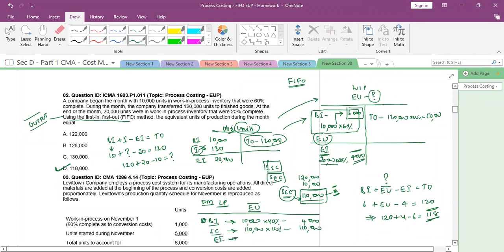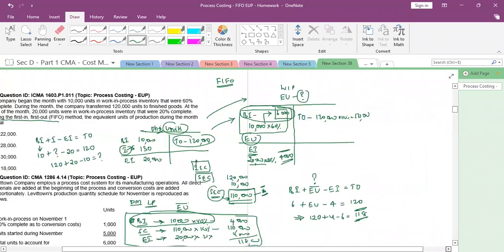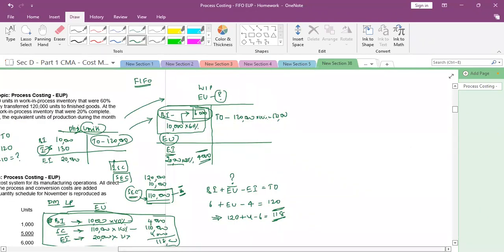Then closing inventory or ending inventory, what work is completed during the current year? The work completed during the current year is 20%. 1,000 into 20% here is 4,000. This also gives 118. So the question is, why in this method are we taking beginning inventory like this, and why in this case are we taking it like this? You need to understand this concept. What is the reason behind this? Here we are subtracting, here we are adding in the end. Yes. Remaining we are adding, and here we are excluding what is completed.